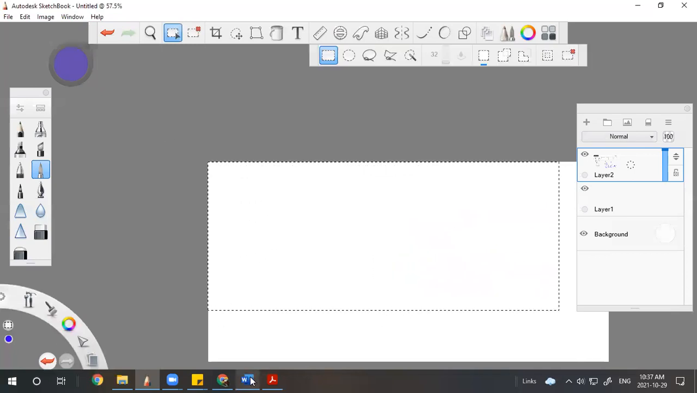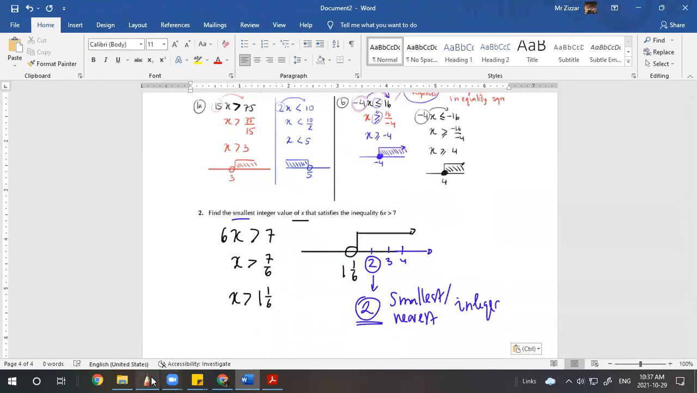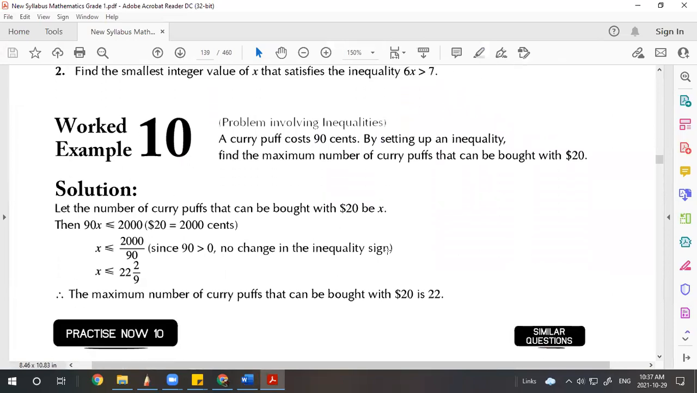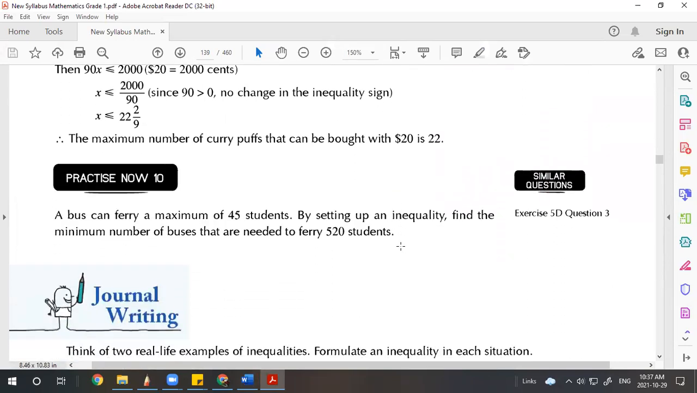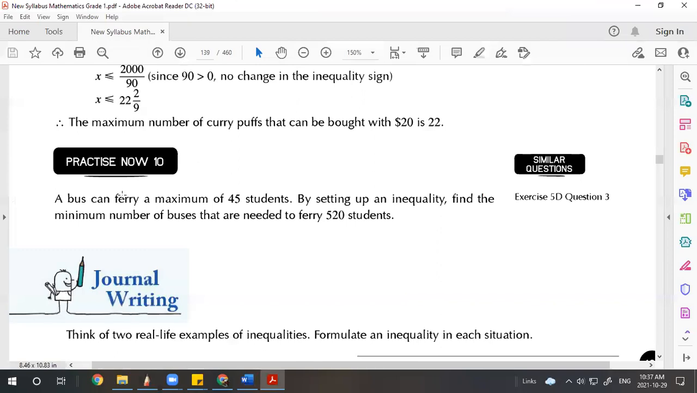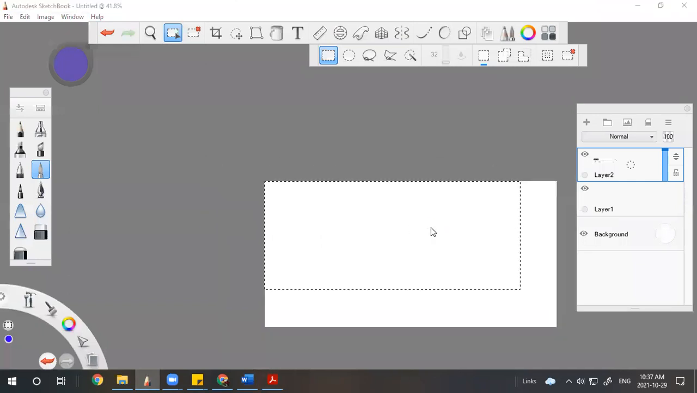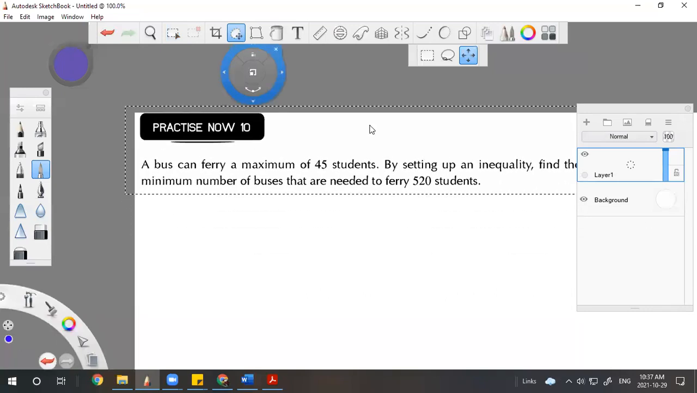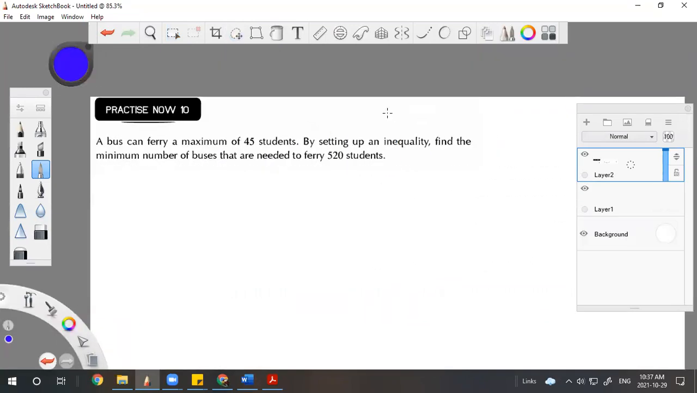And we are done for everything, but I think we need to do more about this. Okay. Oh, there's still more, don't worry. Oh, there are a few more. Okay. A bus can ferry a maximum. Ferry means carrying. Ferry is carrying from one place to another place using transportation. Okay. A bus can carry a maximum of 45 students. So one bus, this is a drawing of a bus. Oh, this is a truck? Never mind, just a bus.